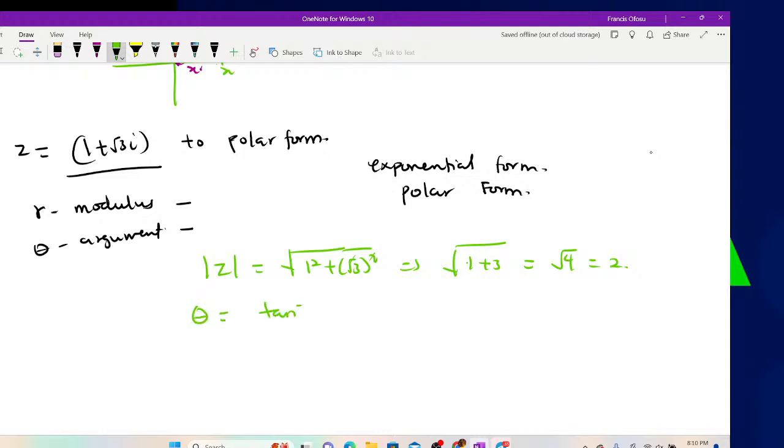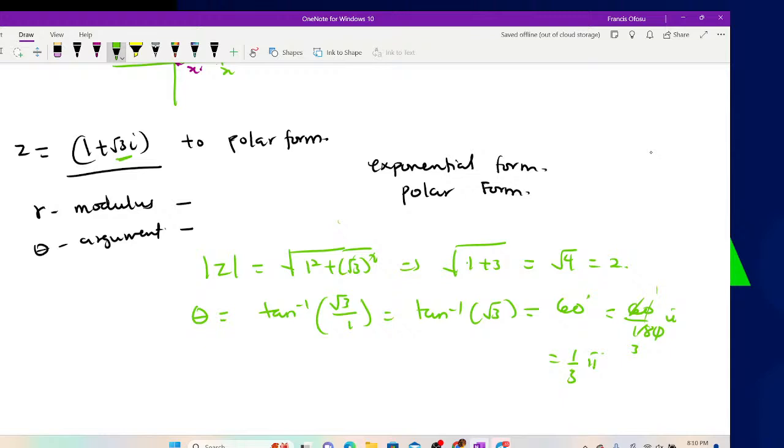Now let's go to theta. It's simply tan inverse of my coefficient of i, root 3, all over 1. So tan inverse of square root of 3 will give me, you simply punch into your calculator, 60 degrees. So 60 degrees in radians is 60 on 180 times pi. Six goes into itself 1, and into 180, 3. Our answer is 1 over 3 pi. That is for our r and our theta.